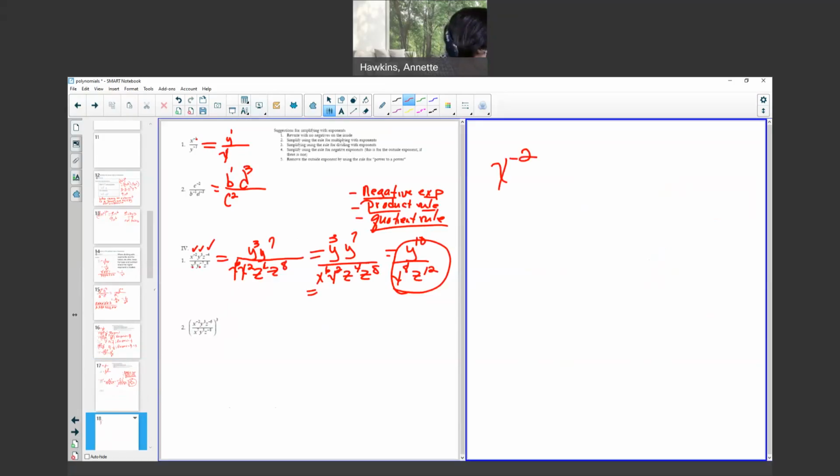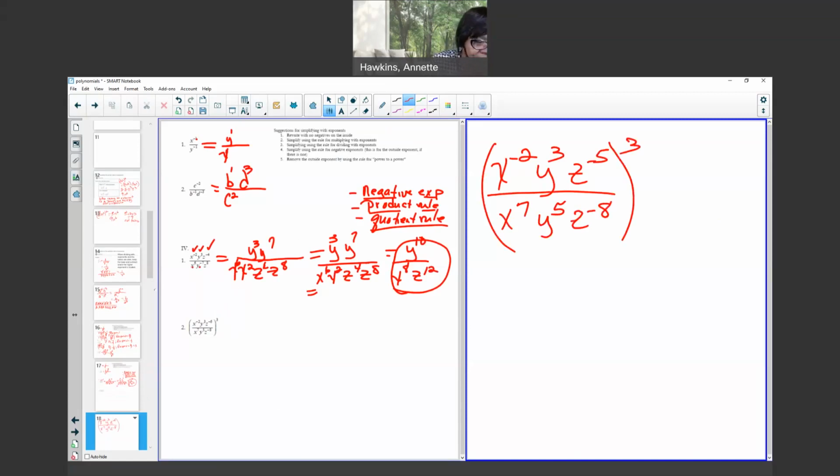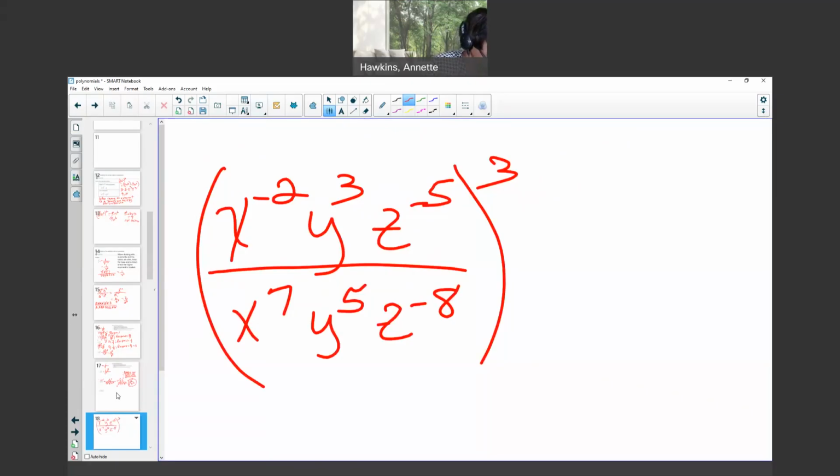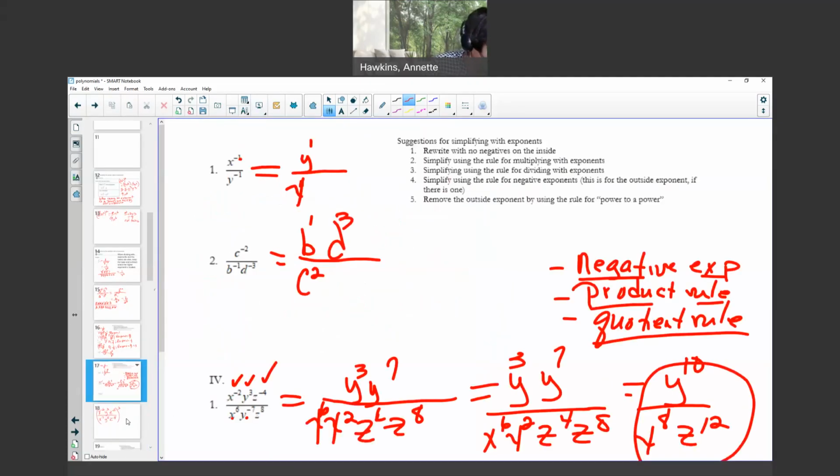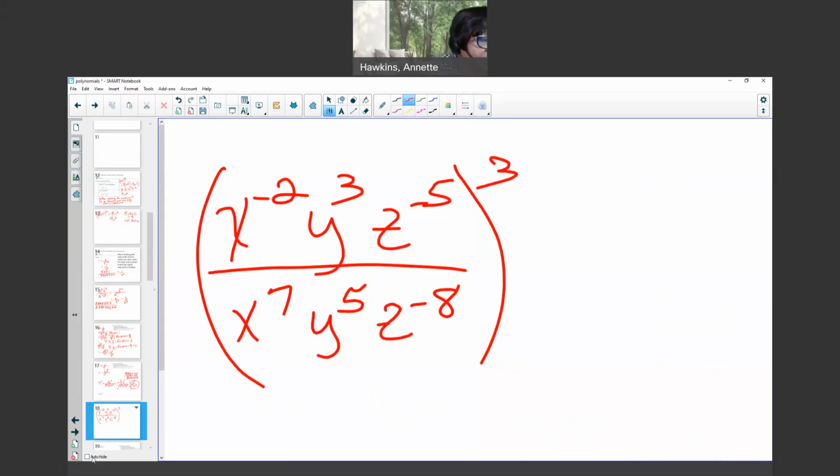x to the minus 2, y cubed, z to the minus 5, x to the 7th, y to the 5th, z to the minus 8th, cubed. And let me make sure I have that correct. Okay. All right, so we're going to clean up this inside.